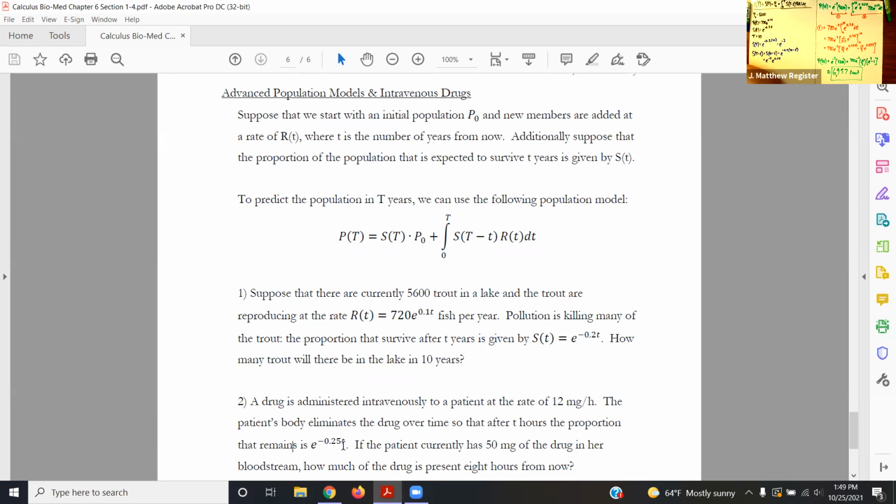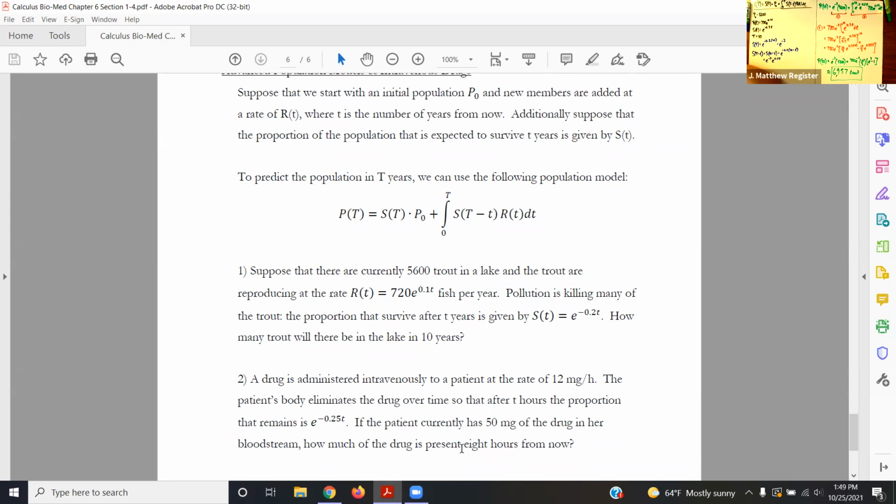And this value here is the S of T rate. And so that would be S of T. If the patient currently has 50 milligrams, so that's your P naught of the drug in her bloodstream, how much of the drug is present 8 hours from now? And so that would be 8 is our big T, because everything is measured in hours. And so you could go through the exact same process and you could calculate it without too much trouble. But this is how you would calculate the amount of drug currently in a person's system.